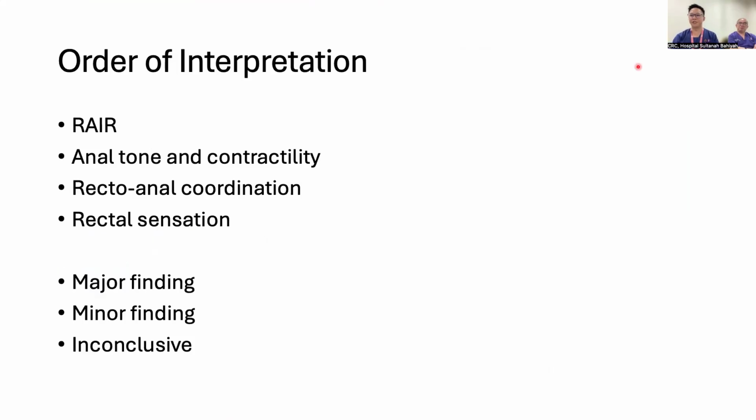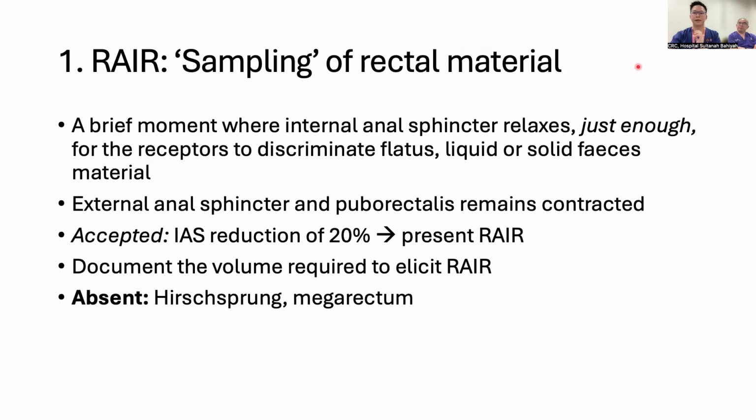Now the order of interpretation based on the London classification, it breaks it down to 4 main components. The first component is Ra. Ra, present or absent. Easy peasy. The second component is anal tone, the third component is rectal-anal coordination, and finally rectal sensation. They have to further classify it into major finding, minor finding, and inconclusive finding. Let's start with Ra.